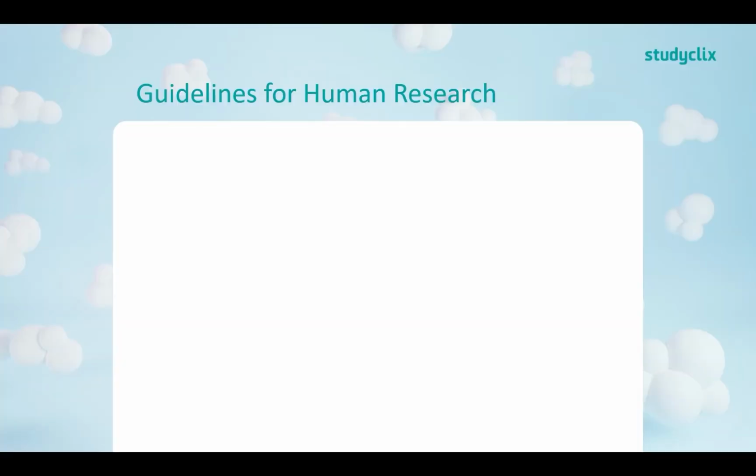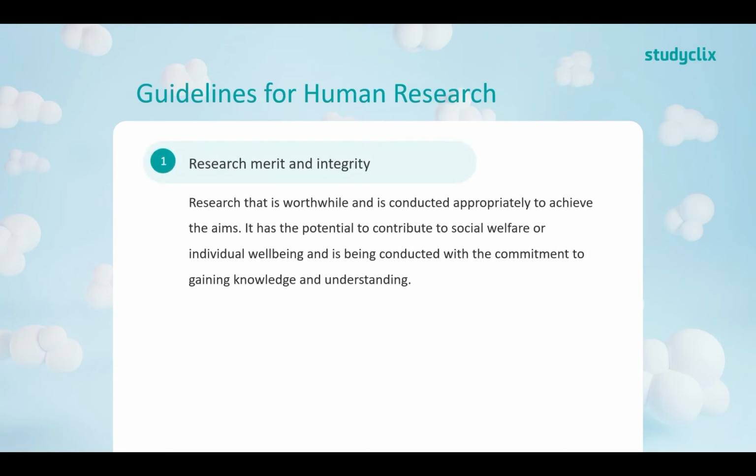So for the guidelines in human research, the first one is we need to make sure our research has merit as well as integrity. So we need to make sure that we have research that is worthwhile and is conducted appropriately to achieve our aims. It has to have the potential to contribute to social welfare or individual well-being, and it is being conducted with a commitment to gaining knowledge and understanding. So research has to have merit in terms of it has to be worthwhile, it has to have potential benefit, and we have to maintain scientific integrity. So even if we get results that we don't particularly want, we still have to present these and we can't modify them in any way.